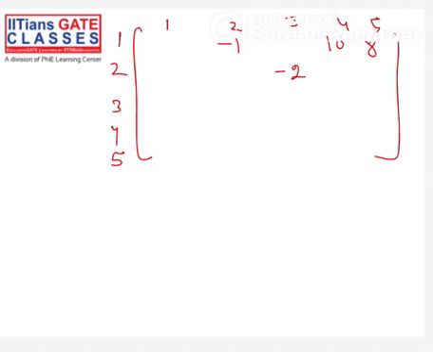Now, from 3, we have 3 to 1 is 2. And what else? From 3, no more. From 4, we have 4 to 5 is 4. That's it. And from 5 to 3 is 7.